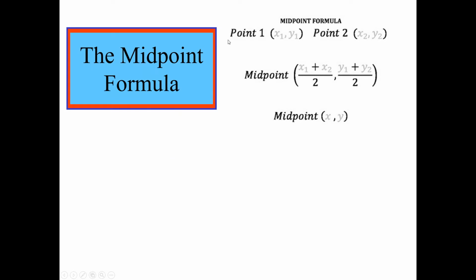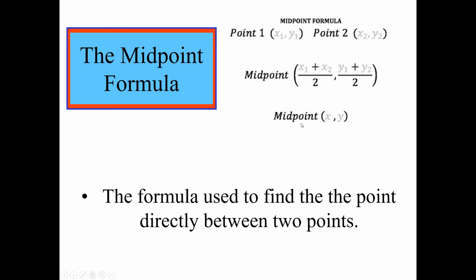The midpoint formula is as listed here. You have 1 point labeled x1, y1, which will have actual numbers when we do it, but we'll still label it. And a point 2, x2, y2. In the midpoint formula, we add the x's, divide by 2, and that gives us an x coordinate. And we add the y's, divide by 2, to get the y coordinate. So essentially, we're taking the average of the x's and making that our x coordinate, and the average of the y's, making that the y coordinate. And again, it's a formula used to find the point directly between the 2 points.